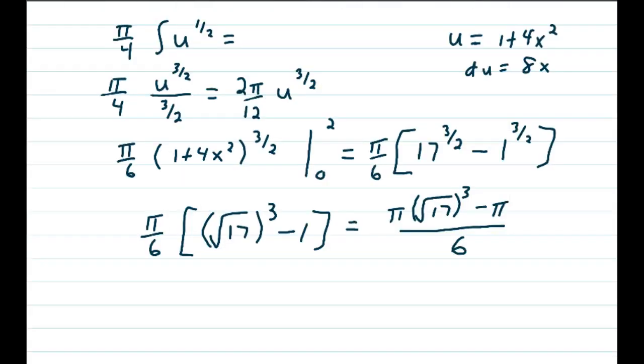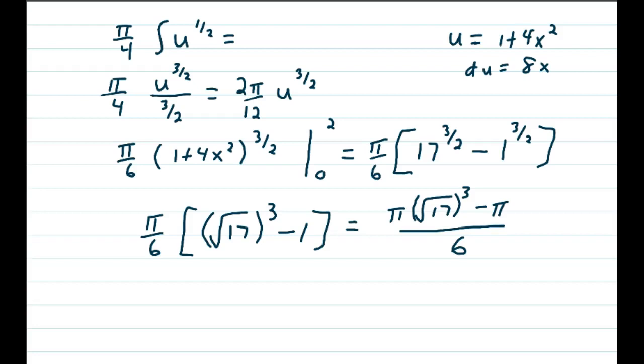2 pi over 12 turns into pi over 6, so we have pi over 6 times the quantity of 1 plus 4x squared being raised to 3 halves power, again being evaluated from 0 to 2. So we have pi over 6, sticking a 2 in there, we get the 17 to the 3 halves power minus 1 raised to the 3 halves power, which is kind of nice because that's just going to be 1.